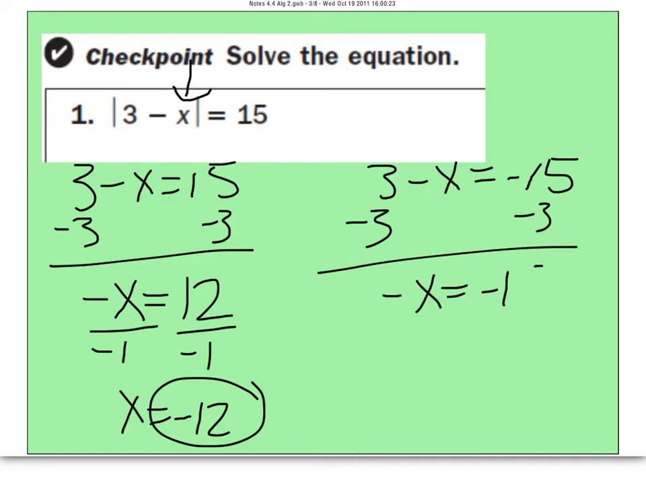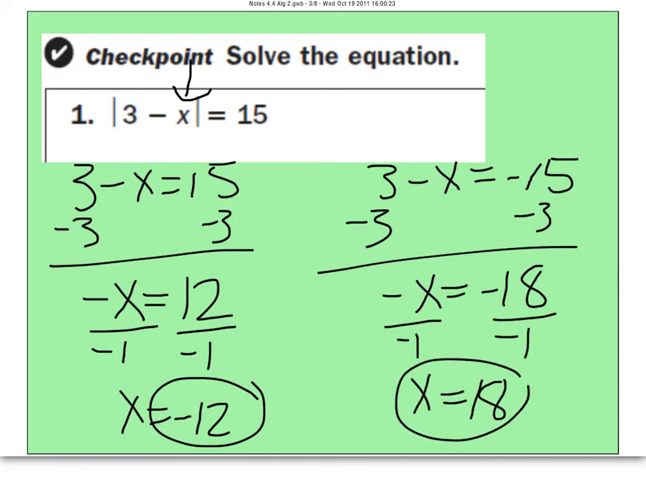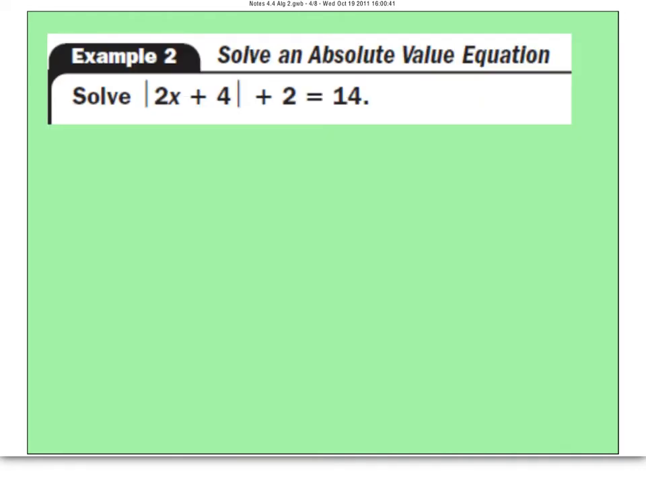Next one, let's subtract 3 again. -x equals -18. Divide by -1. X is 18. Again, will that work? 3 minus 18 is -15. The absolute value of -15 is 15. We got it.